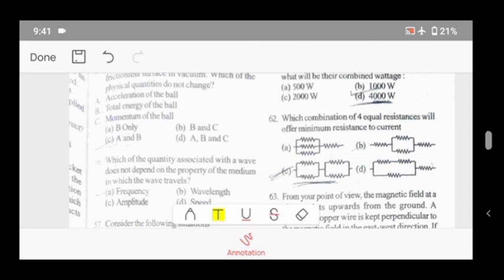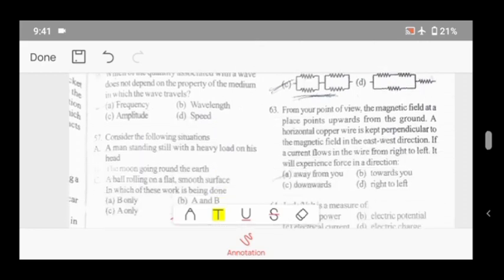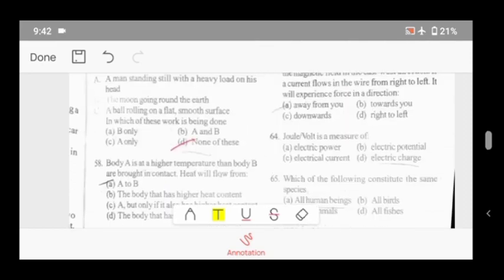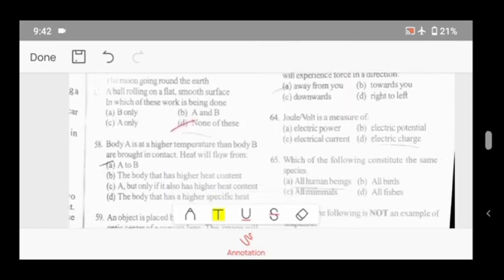Okay. From your point of view, the magnetic field at a place points upwards from the ground. So you have to read it and answer it. So the answer will be away from you. Joule per coulomb, that is volt, is a measurement of which of the following? So the answer will be D. Okay. The answer will be D.